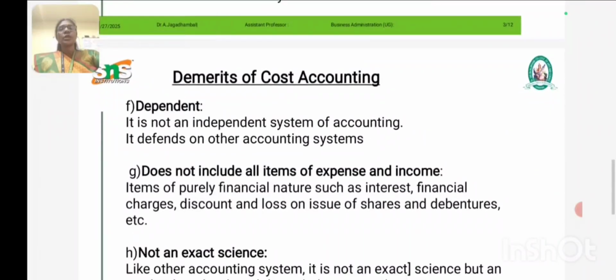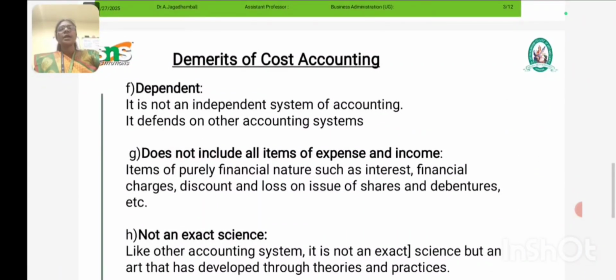The next one is dependence. It is not an independent system of accounting. It is dependent on the accounting system. So it is not an independent system, because cost accounting works with the help of the accounting systems.